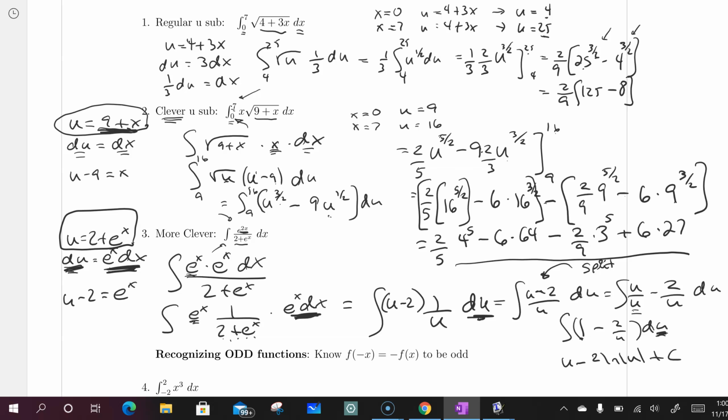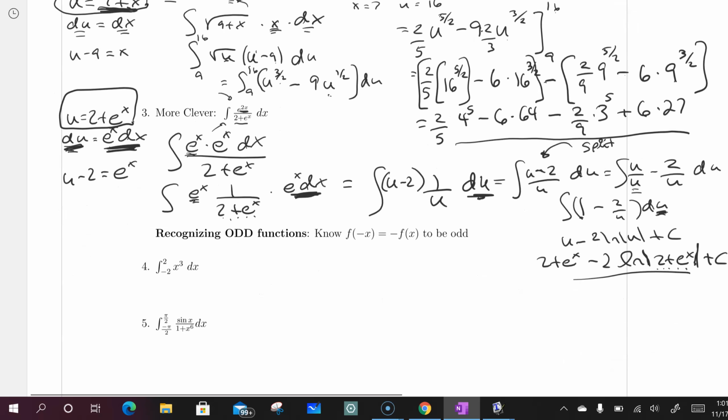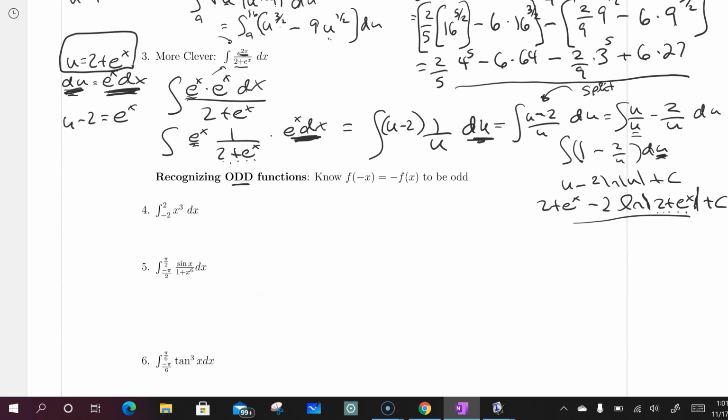The last step is to replace u with what it was in terms of x's. So I have 2 plus e to the x minus 2 ln of 2 plus e to the x plus c. So you have to put the absolute value bars, but once I think about it, this will always be positive, so they could be taken off. Nice, good, hard problem.